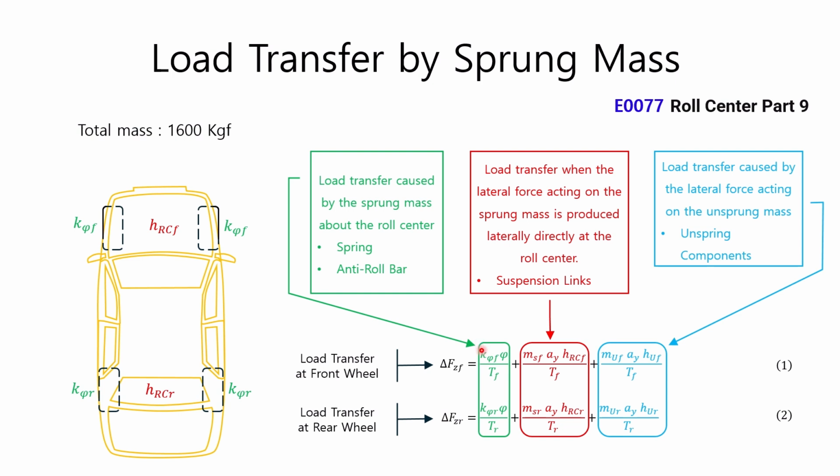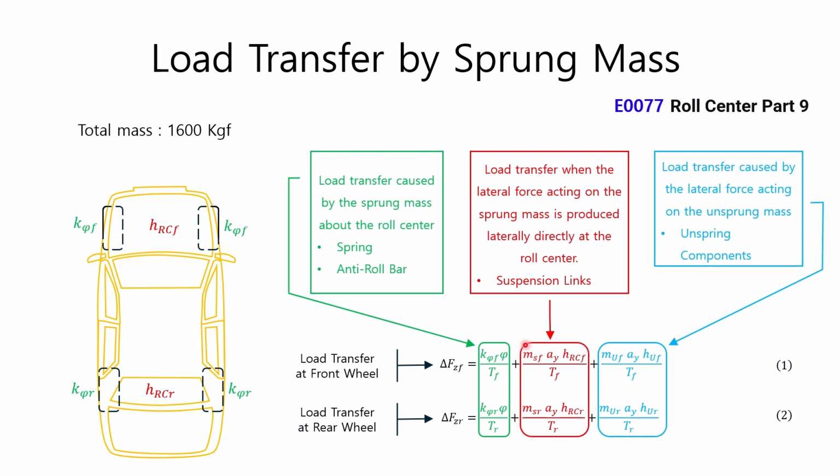However, if the front and rear roll center heights are different, the suspension roll stiffness alone cannot determine the handling characteristics. This is because the lateral force acting on the sprung mass directly acts laterally on the roll center, producing a greater lateral load transfer through the suspension links on the side with a higher roll center than on the side with a lower roll center. This can be expressed mathematically as the second terms of equation 1 and equation 2.